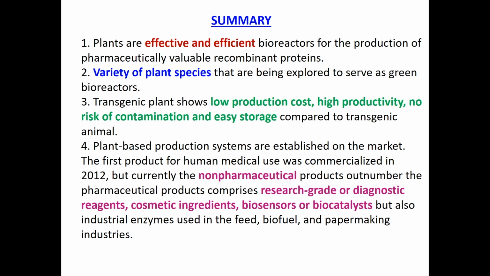Second, a variety of plant species are being explored to serve as green bioreactors. We have a variety of plant species which can be explored to serve as green bioreactors as per our requirement. And then transgenic plants show low production cost, high productivity, low risk of contamination and easy storage compared to transgenic animals. The fourth point is that plant-based production systems are established on the market.